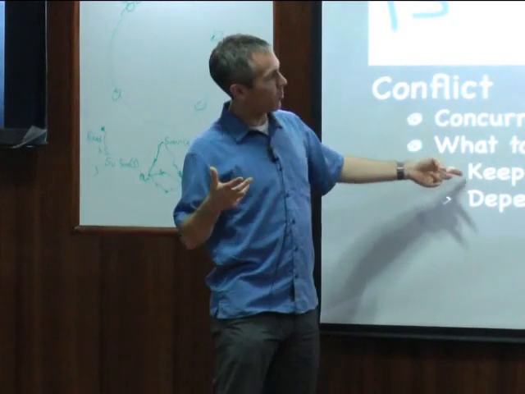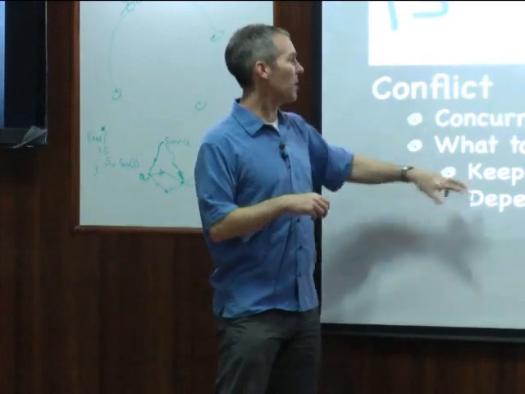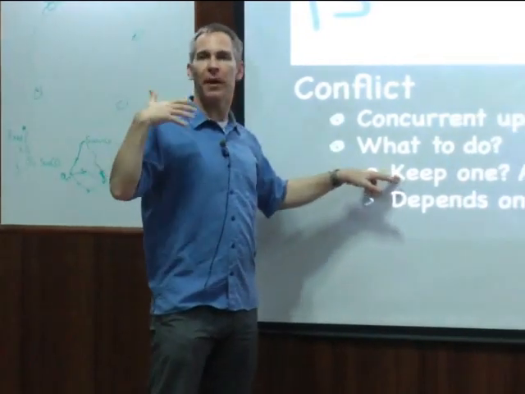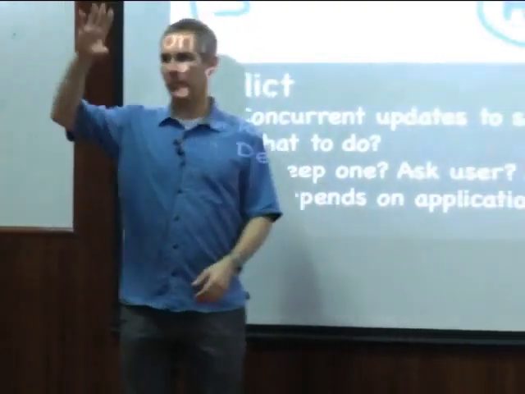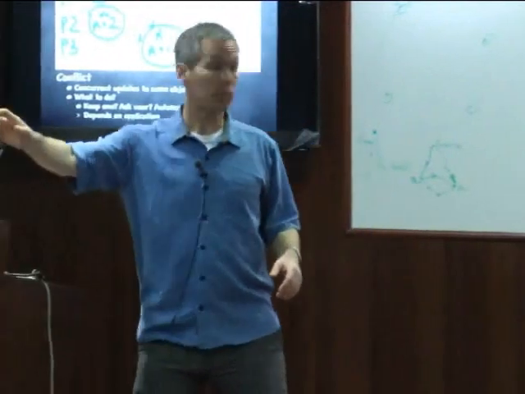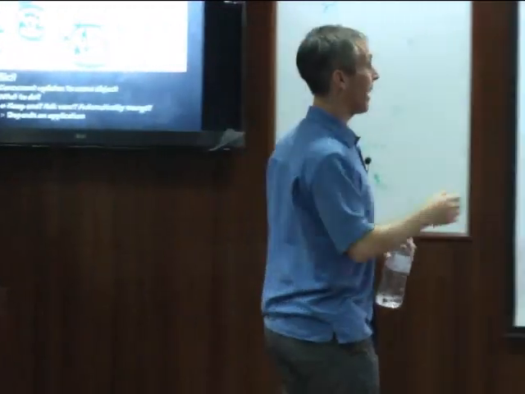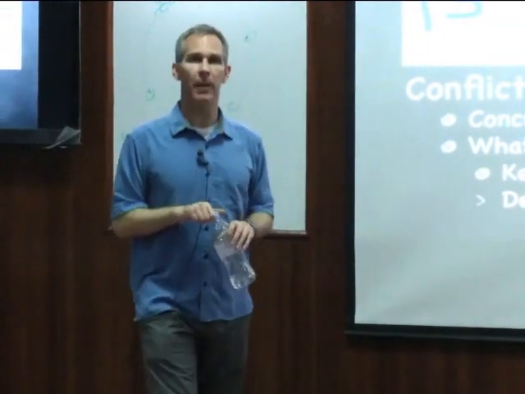So, we could keep one. We could ask the user. We could throw away the other, just keep one. I've argued that that's probably not acceptable in a lot of contexts. We could ask the user, we could pop up a dialog box saying, there's 2 versions of this file, what do you want to do? We could automatically merge the 2. And all of these things get done. It really depends on the application.